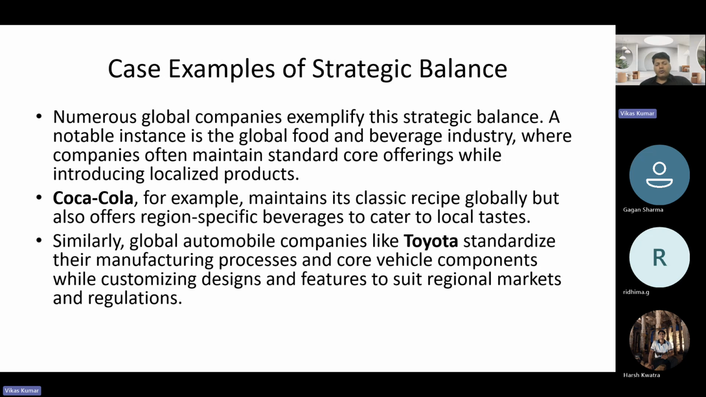That is not available in the USA or any other market except India, or maybe some other countries also. But in India, they specifically cater to the local market. So these are some examples with respect to the strategic balance between standardization and differentiation.